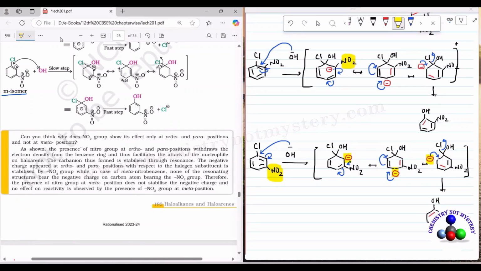Can you think why the nitro group shows its effect only at ortho and para positions, not at the meta position? As shown, the presence of the nitro group at ortho and para positions withdraws electron density from the benzene ring, thus facilitating the attack of the nucleophile on haloarenes. The carbanion thus formed is stabilized through resonance. The negative charge appearing at ortho and para positions with respect to the halogen substituent is stabilized by the nitro group, while in the case of meta-nitrobenzene, none of the resonating structures bears a negative charge on the carbon atom bearing the nitro group. Therefore, the presence of the nitro group at the meta position does not stabilize the negative charge, and no effect on the reactivity is observed by the presence of the nitro group at the meta position.